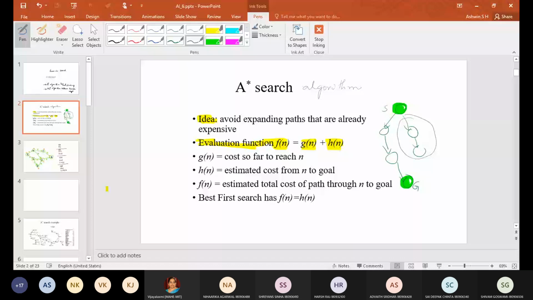Here it is based on a simple function called f of n is equal to g of n plus h of n. This is the basic function: f of n is equal to g of n plus h of n. All of you keep this in your mind. So what is this g of n and h of n? Here g of n is the cost so far to reach n. I'll just explain with one simple diagram.